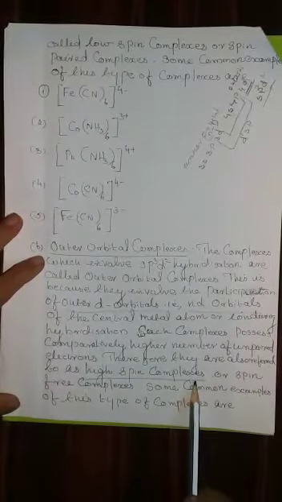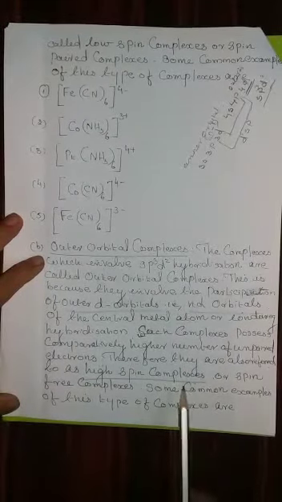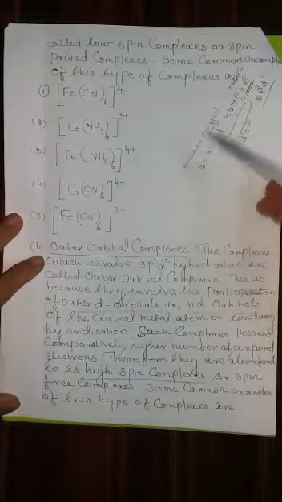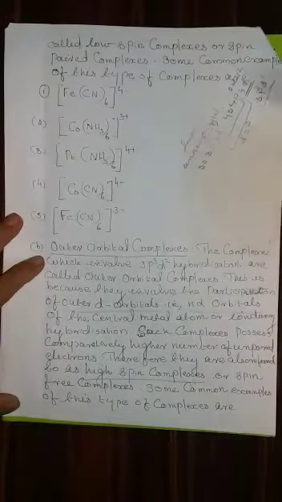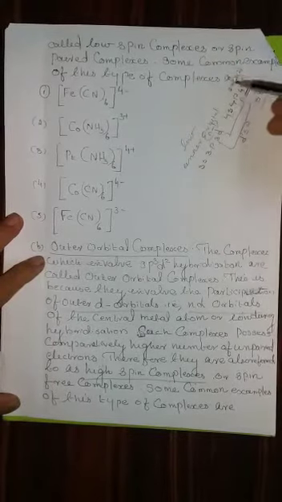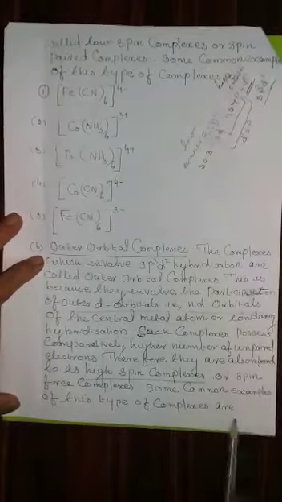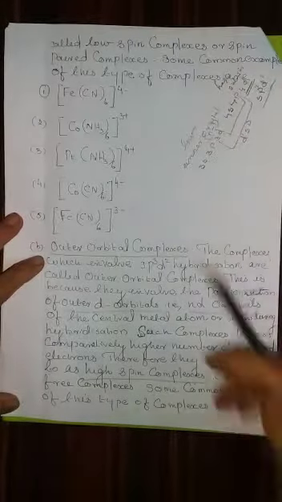A fill in the blank question can be asked. What is meant by low spin and high spin? Low spin means inner orbital. Inner orbitals are called low spin. Outer orbitals are called high spin. Then some common examples of these types of complexes are given.